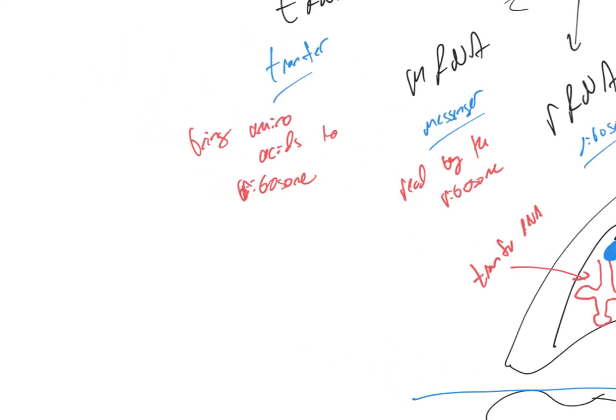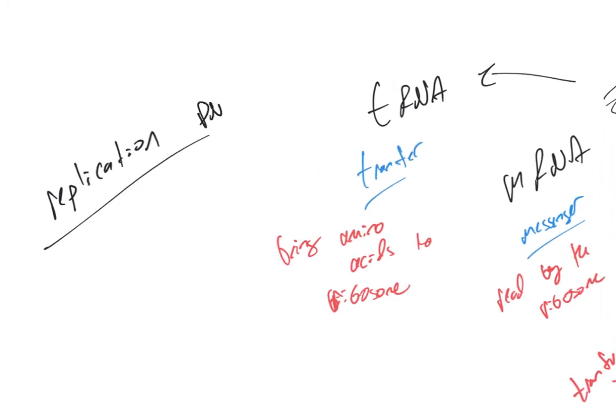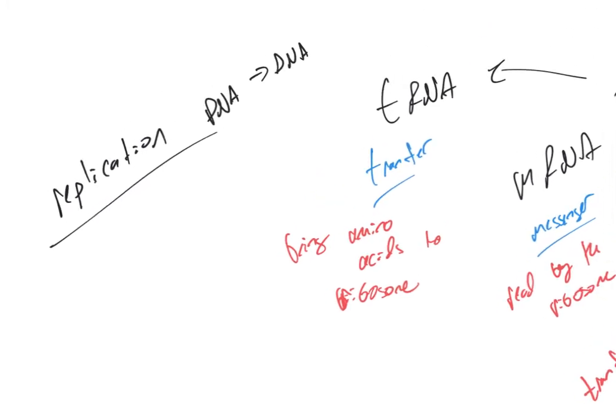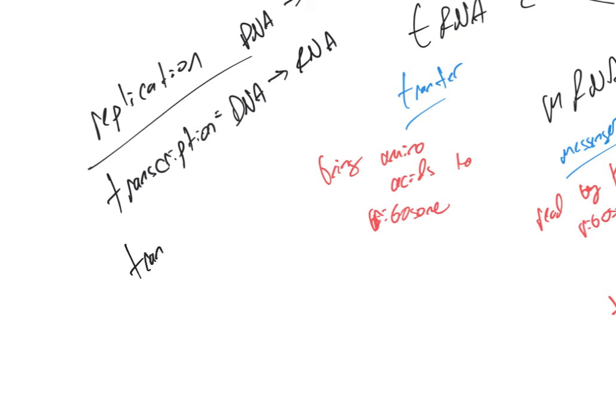Some other basic vocabulary words. Okay, so if I say replication, I think we all know what replication means, right? What does it mean to replicate? Make an exact copy, right? So replication is DNA to DNA. Transcription is what the DNA to RNA does. So this is DNA into RNA. And the last one is translation. Translation is RNA into protein.